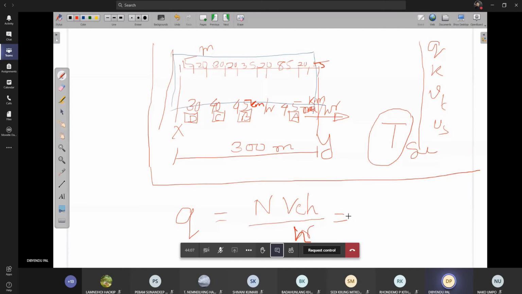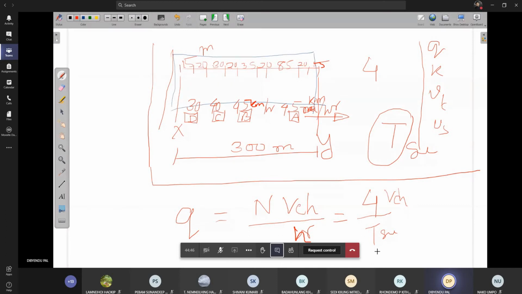So the person standing at the section has observed how many vehicles cross the section within this time period of T seconds. How many vehicles are shown here? A, B, C, D. There are 4 vehicles. Within this time period of T seconds, only 4 vehicles cross the section. So to find the flow, the number of vehicles is 4 and the time period is T seconds.